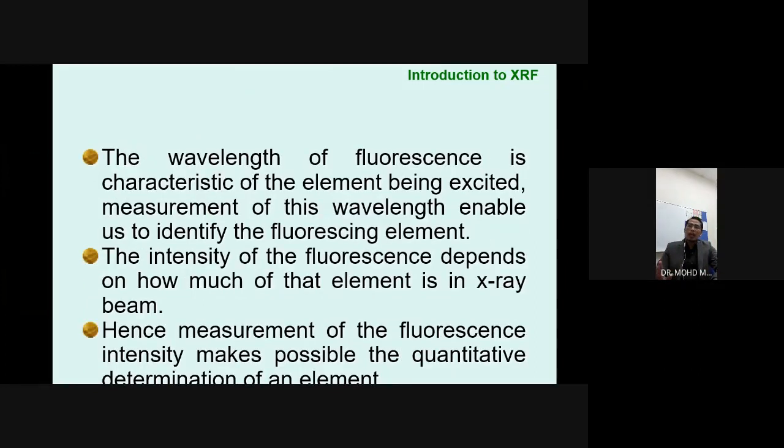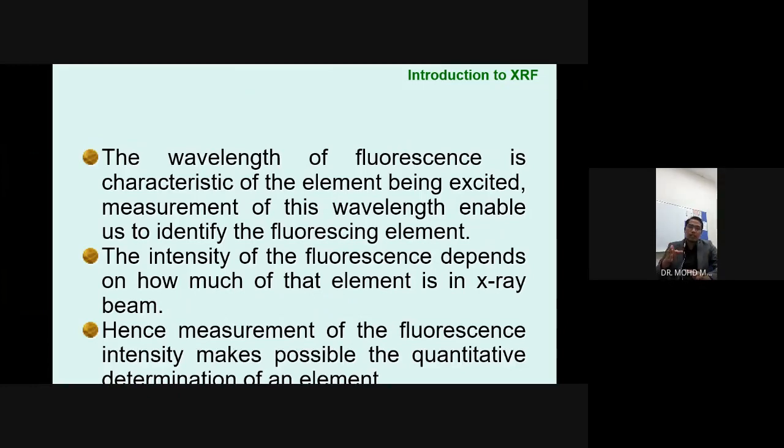The wavelength of fluorescence is characteristic of the element being excited. Measurement of this wavelength enables us to identify the fluorescing element. So every single element will fluoresce differently. Why? Because every single element has a different electronic configuration. How many electrons one element has will be different from one to another.